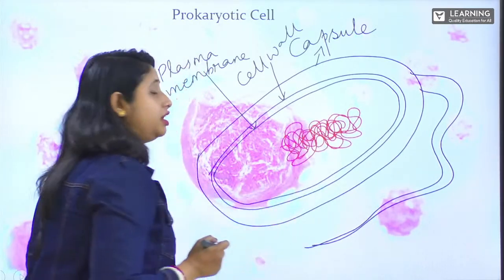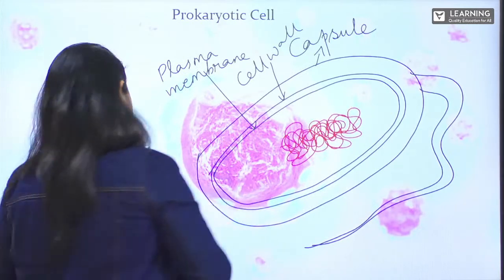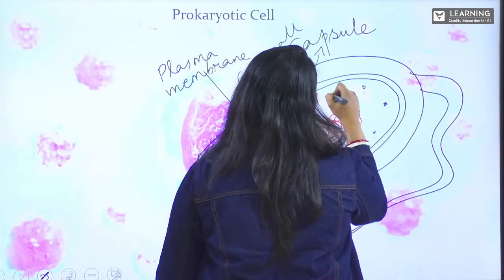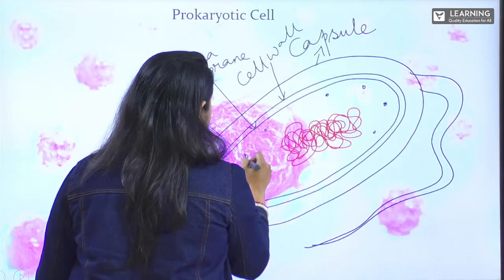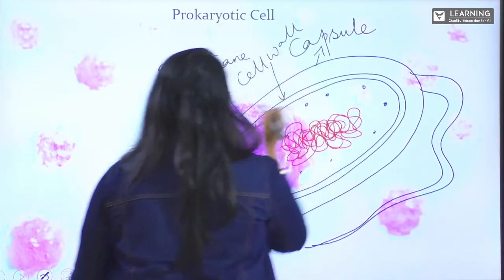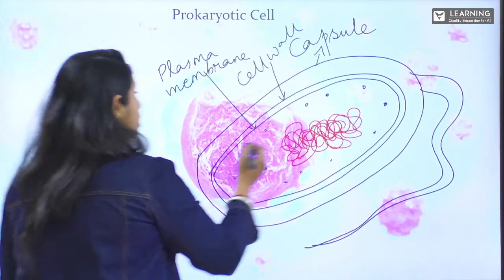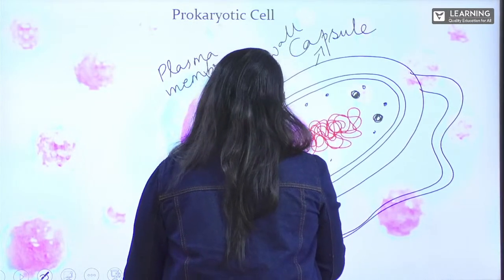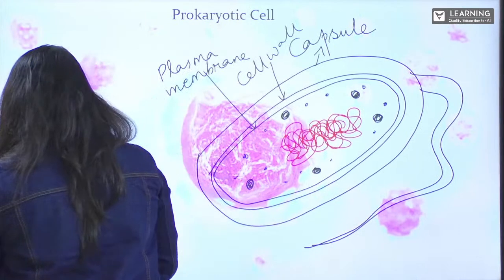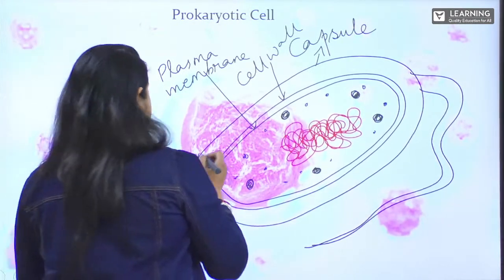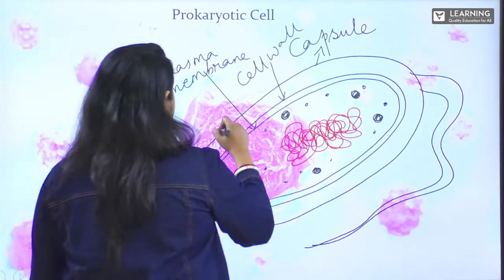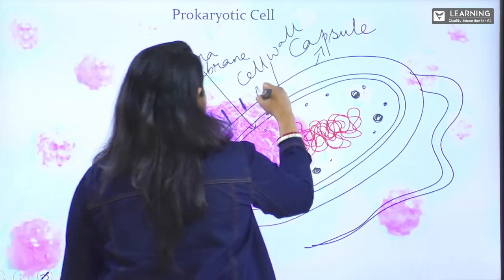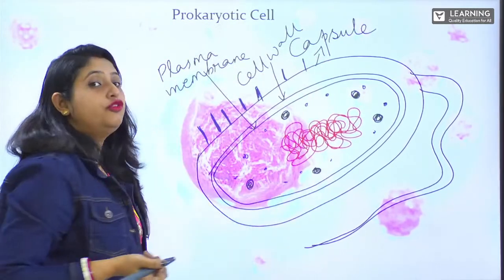So this is the genetic material which lies in the free space in the cytoplasm, and it will also have the ribosomes lying in the cytoplasm, right? Then what else does it have? It has the inclusion bodies. These are the various inclusion bodies this bacteria has. Then in the body of the bacteria, you will see structures like this known as pili. The pili help in the process of conjugation.